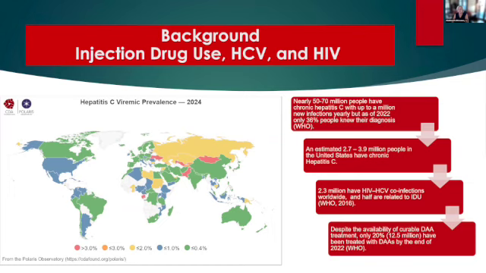There are 2.3 million estimated worldwide, according to the CDC, and half of these are infected through injection drug use. Despite the availability of curable DAAs, however, only about 20%, or 12.5 million people, have been treated with DAAs by the end of 2022. And this figure here shows you where the highest percentages are of viremic infection. And you can see Russia is one of the big places.